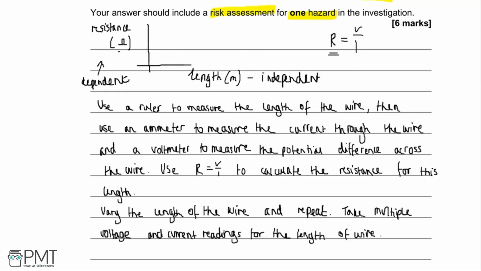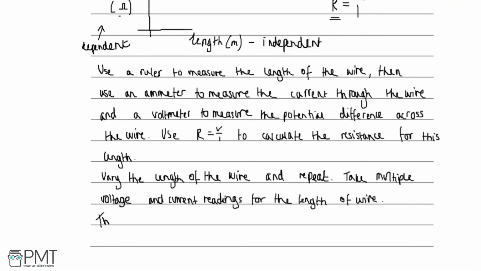Then we need to look at the part of the question where they ask us to include a risk assessment for one hazard. So when they ask for a risk assessment, they want us to identify the hazard. We need to identify the risks that this could cause and then identify how we are going to avoid it. A risk in this experiment is that the wire could overheat, and this could happen if we use very large currents.